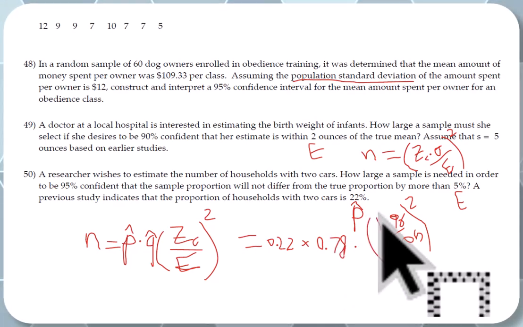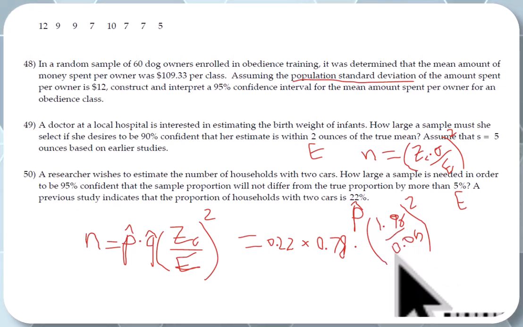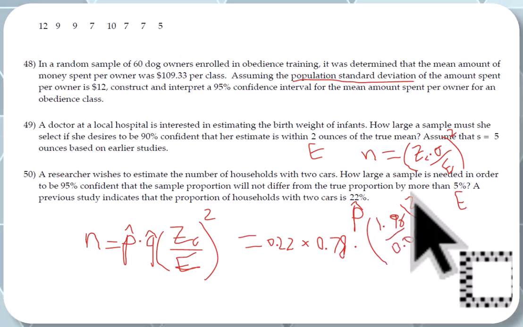Zc for 95% confidence, guys, is 1.96. And E is 0.05, squared. And let's do the math together. So you get 0.22 times 0.78 times, open parentheses, 1.96 divided by 0.05, close parentheses, and square it. And I get 263.68. So the sample size, guys, should be 264 or more.